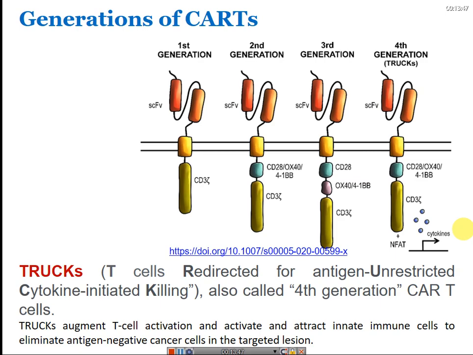For example, there are different kinds of cancer cells in the tumor, and we have a targeted CAR therapy for a particular cell population in the tumor, but we are not targeting many other cancerous cells in that lesion. Because this fourth generation CAR will induce cytokine production, they will attract native or innate immune cells, so those cells will eliminate the antigen negative cancer cells. So this way this therapy also looks very promising.